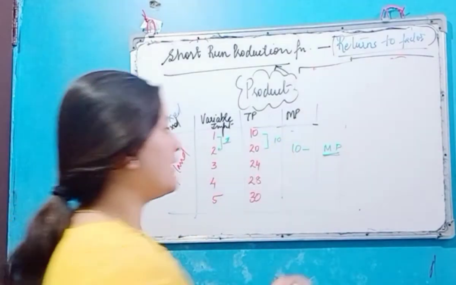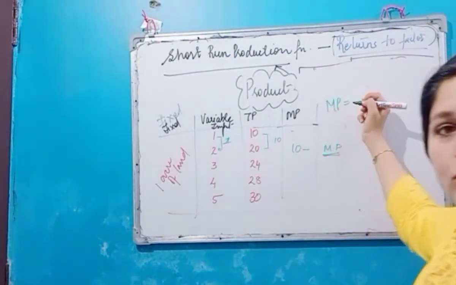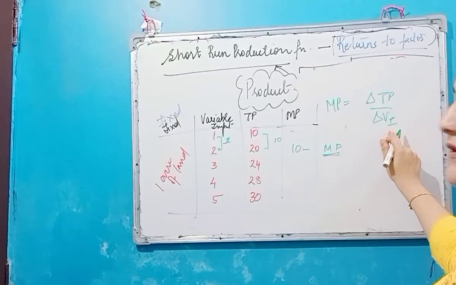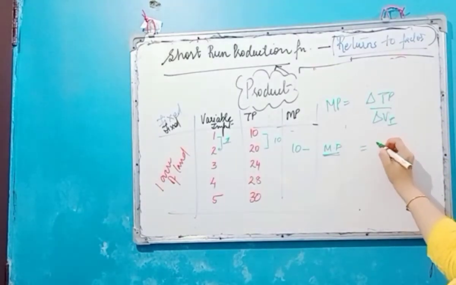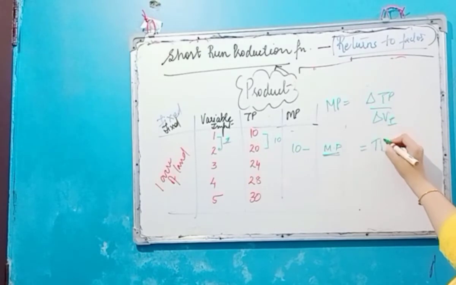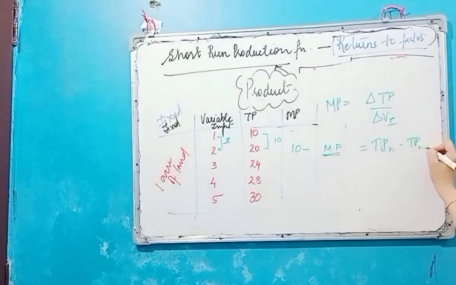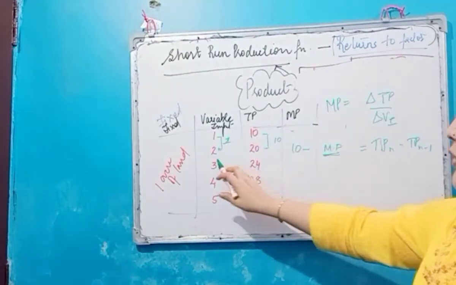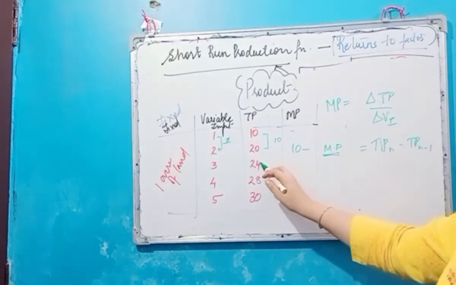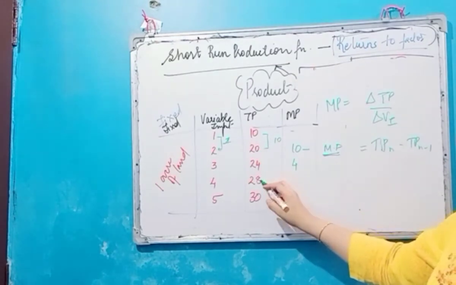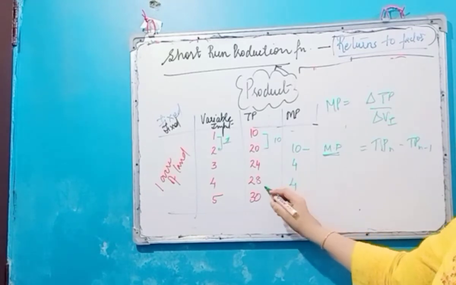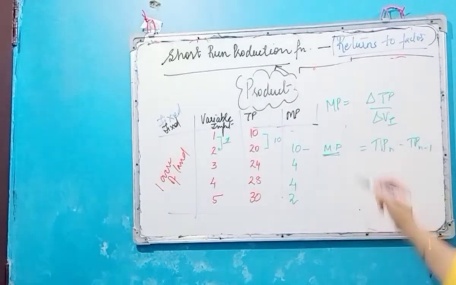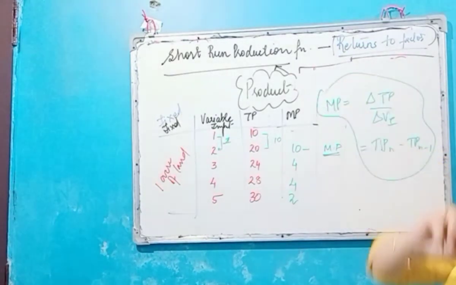So how can we calculate marginal product? The formula remains the same as for utility: change in total product upon change in variable input. This is the first formula. The second formula can be TPn minus TPn-1, that means succeeding minus preceding. We'll continue the calculation. When the third labor is introduced, the production increases by 4. When the fourth labor is introduced, production increases by 4. And when the fifth labor is introduced, production increases by 2. All these are your marginal products, which you can calculate using this example.